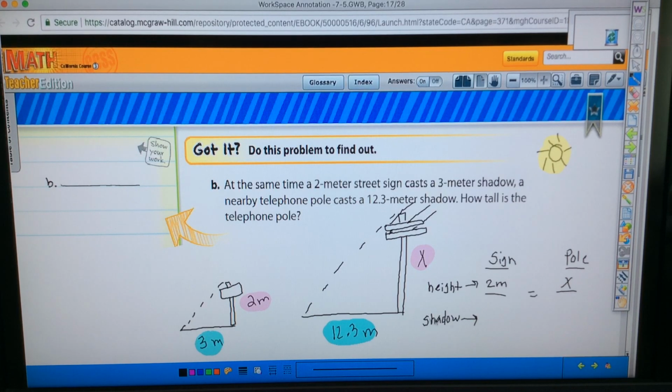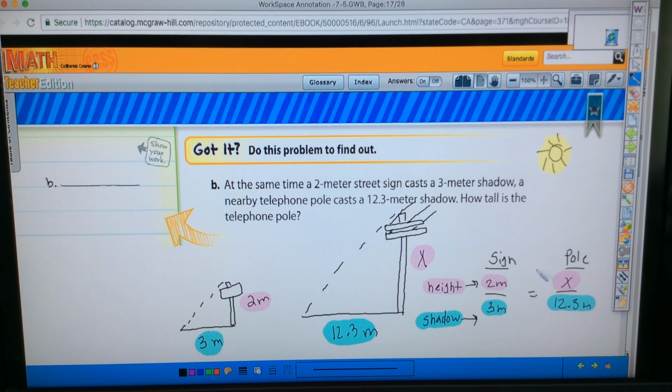Okay, so then down below I put the shadow. The shadow of the sign is 3 meters. And the shadow of the telephone pole is 12.3 meters. Okay, so I'm just going to color code all this so you guys can see clearly where it's coming from. The height, 2 meters, is going to correspond with the height of the pole, which is unknown. The shadow of the street sign, 3 meters, is going to correspond with the shadow of the telephone pole, which is 12.3 meters. So setting up the proportion is probably the more difficult part.